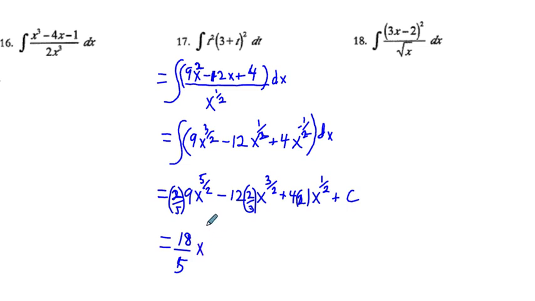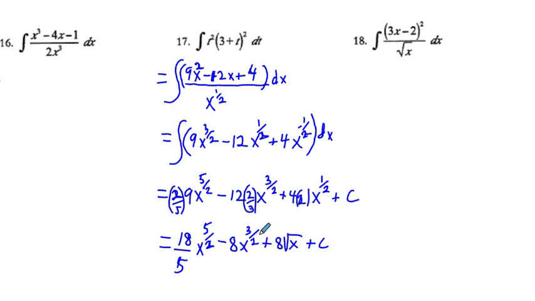So we have 18/5 x to the 5/2. Okay, and then we have minus 12 times 2 is 24, divided by 3 is 8. So we have minus 8x to the 3/2 power. And then finally we have plus 8x to the 1/2 power, and we can write this as a square root of x if we want to. I'll just leave this as x to the 1/2 power plus c.